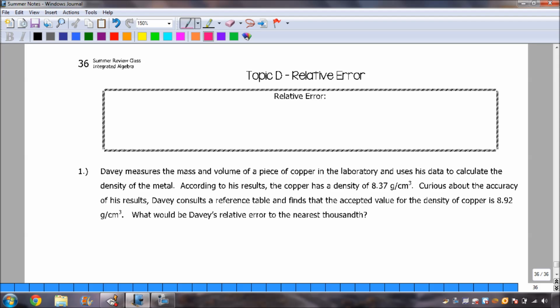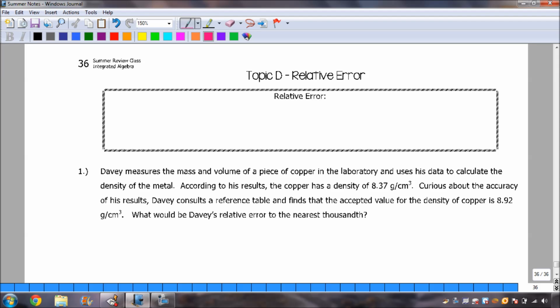Basically, all relative error is how far off a person's experimental data is from their actual data. You're going to do this a lot in science class when you're doing labs, and hopefully in college if you do any type of scientific research. You need to know what your relative error is so that you can see if your experiment is even valid, because if your relative error is too high, then your experiment just becomes nullified.